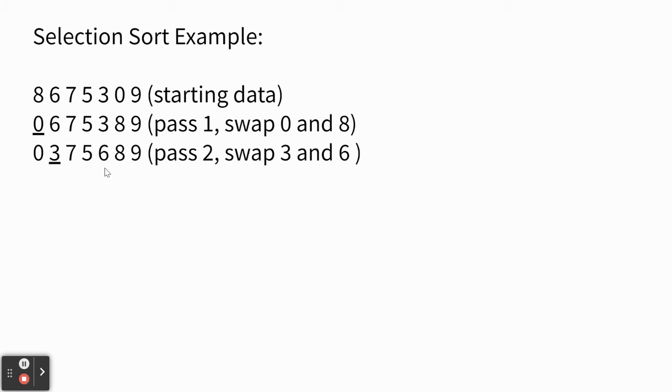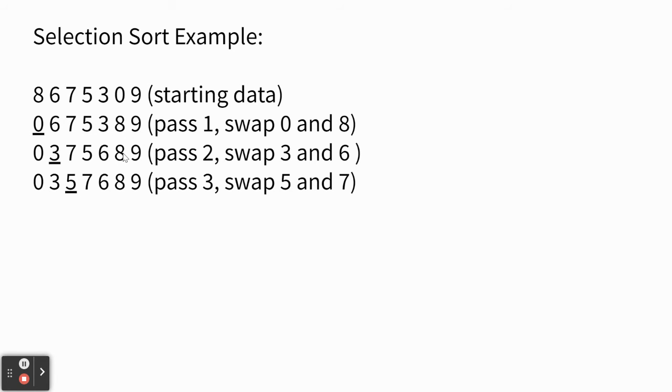Let's look at the next one. We're looking at this spot here. What's the smallest number to the right? The 5. So it's going to trade the 7 and the 5. Bless you. And then it's looking at the 4th spot, and it's going to find the smallest element from there to the end, which is the 6.